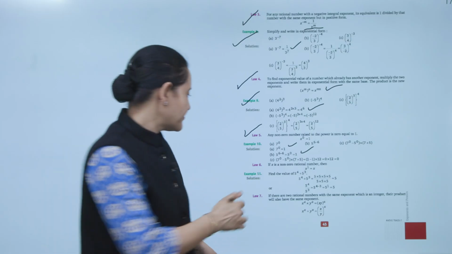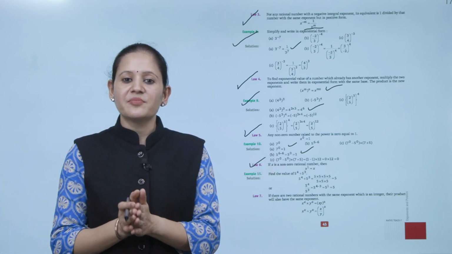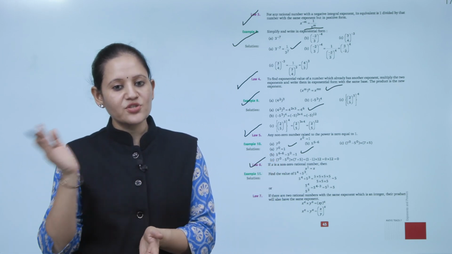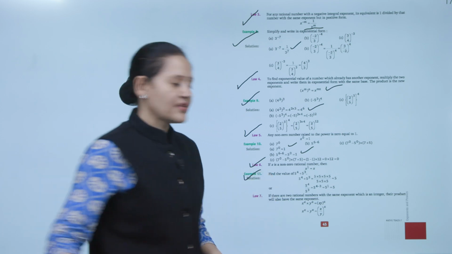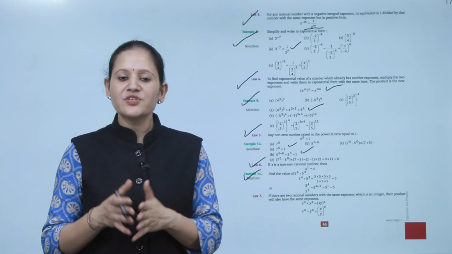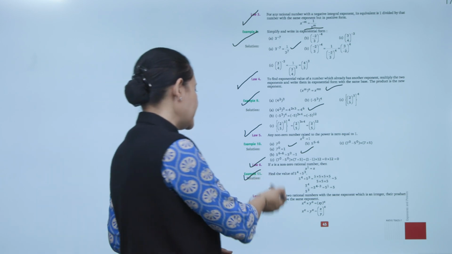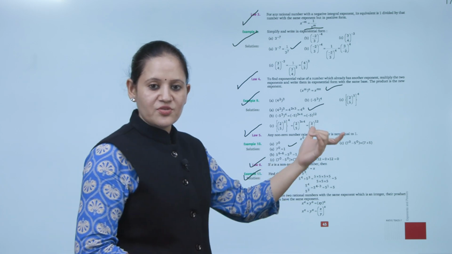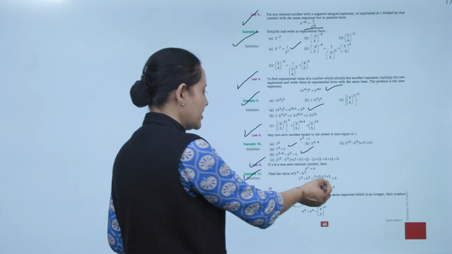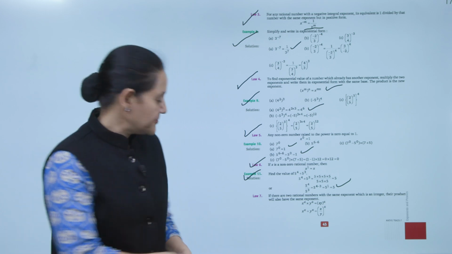Next is law 6. If x is a non-zero rational number, then x to the power 1 is equal to x. Let's take an example. Find the value of 5 to the power 4 divided by 5 to the power 3. It is division, that means the powers will be subtracted. We can also write 5 to the power 4 minus 3, that is 5 to the power 1, that is equal to 5. Clear?